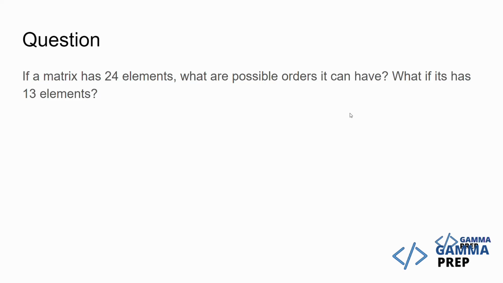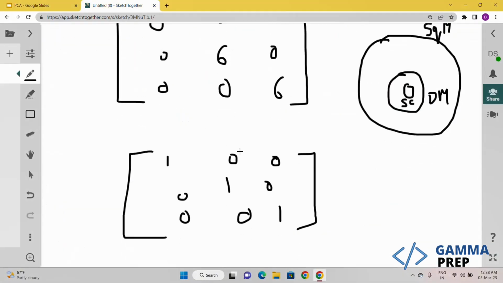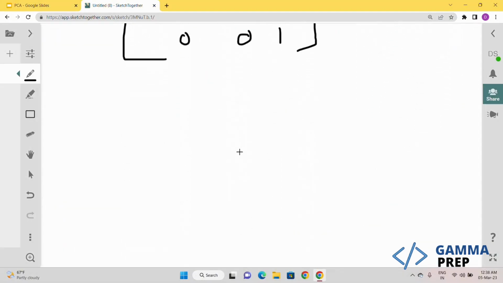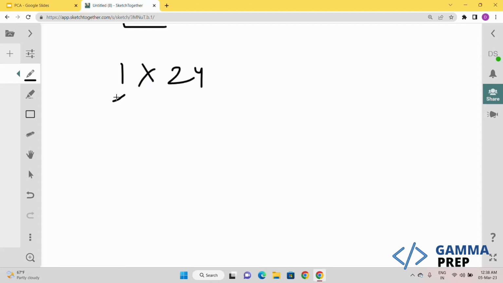Let's see. So if a matrix has 24 elements, then the size could be 1 cross 24. That is a row matrix in which we just have one row and there are 24 columns. Or it could be 24 cross 1, because the total number of elements has to be 24. This also means the total number of elements is 24.